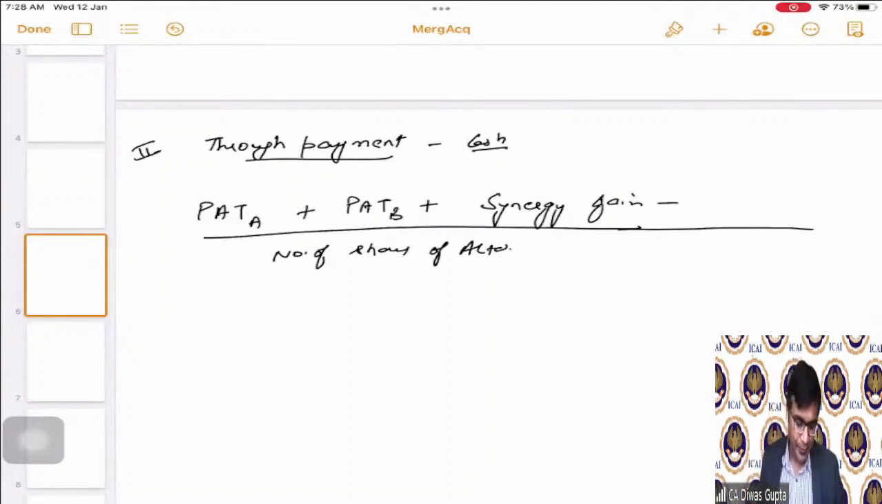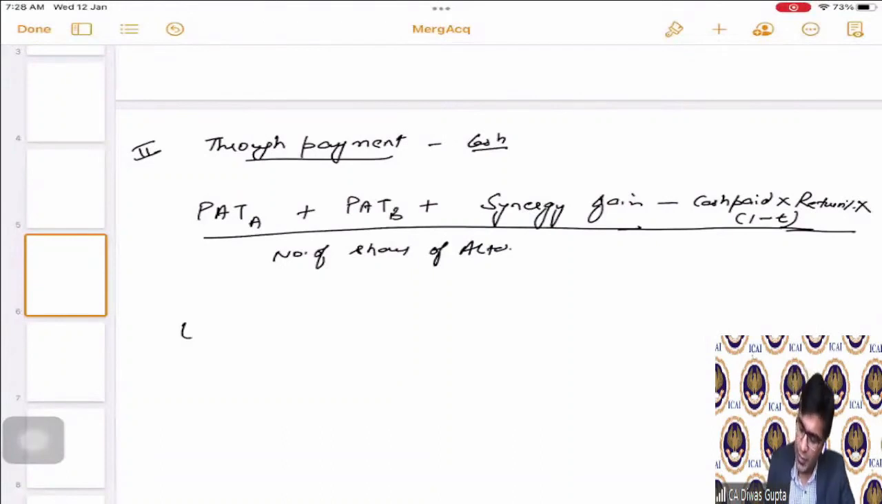So synergy gain minus cash paid, whatever total cash that we have paid, multiplied by the return percentage that we would have got. And sometimes in the question, the tax rate is also given. Now, if the return is gross of tax, then we will have to do 1 minus tax rate. So we have to multiply with 1 minus tax rate to arrive at the net return impact on the cash paid for the acquisition. So this is going to be their revised earnings, the numerator, and the denominator is the number of shares of A Limited that are already issued. So I'm just putting here T is equal to the tax rate. And in this part we have taken the cash paid into return percentage multiplied by 1 minus T for the opportunity lost on the cash that we would have invested somewhere and got some kind of a return.